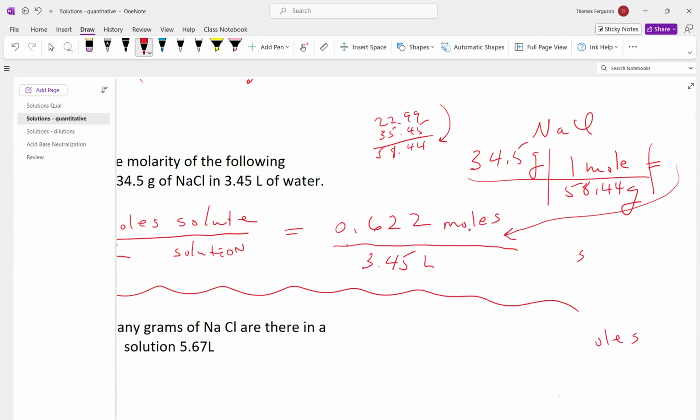Now a student in here last week said, you said 3.45 liters of water, but when you put salt in the water, it's not going to be 3.45 liters anymore. It's going to be a little bit more. So we have to make an assumption that the change when you add the solid in there is minimal.